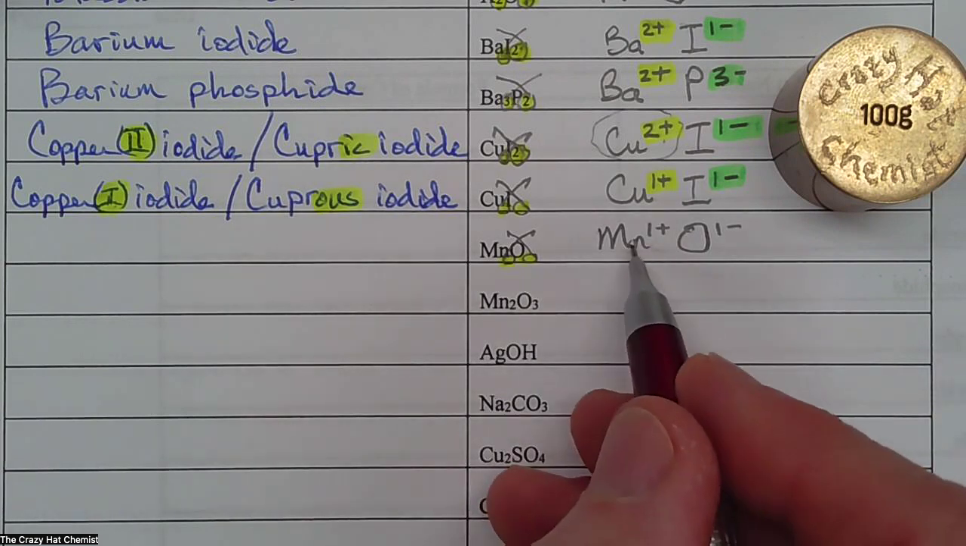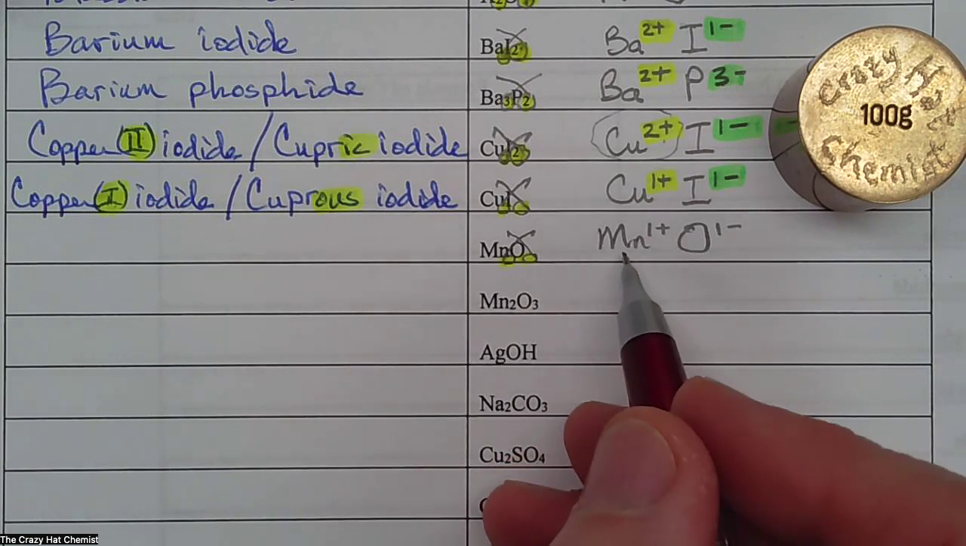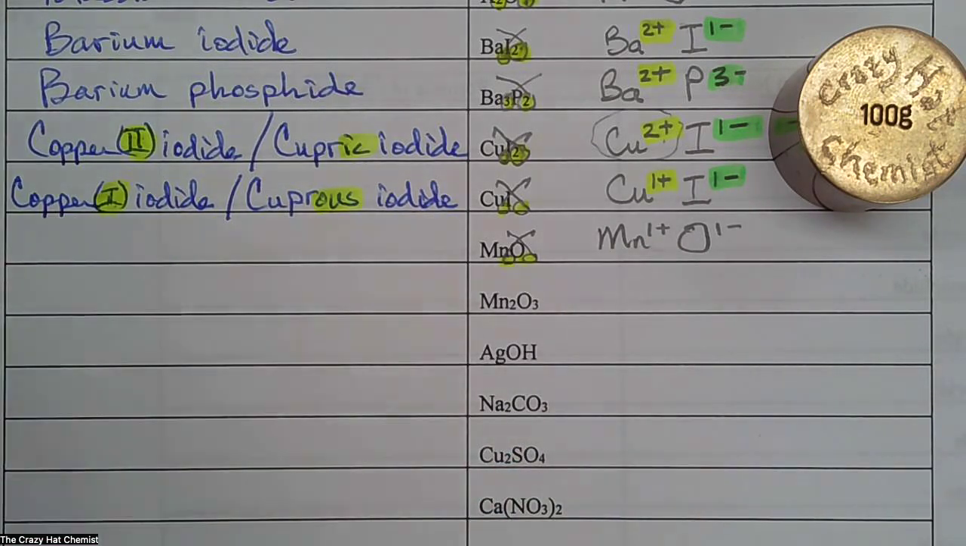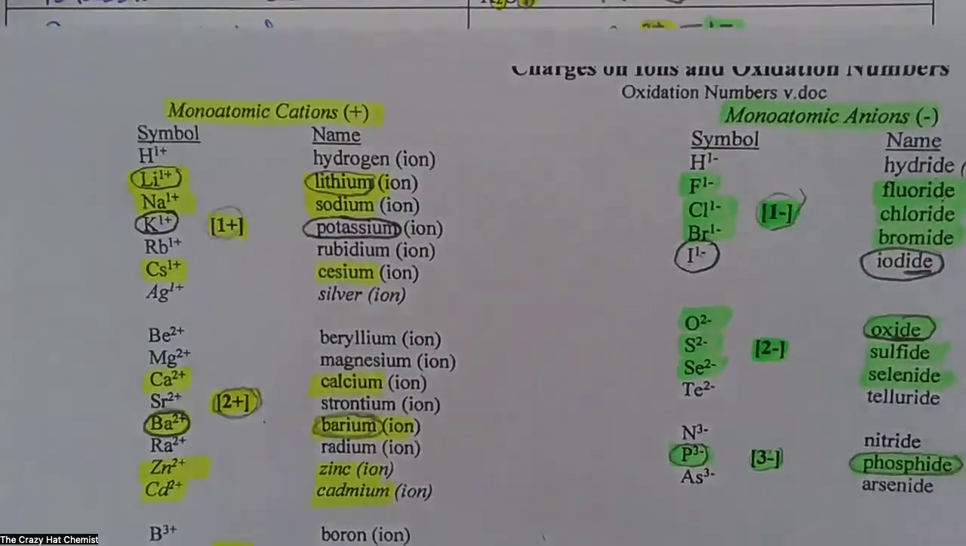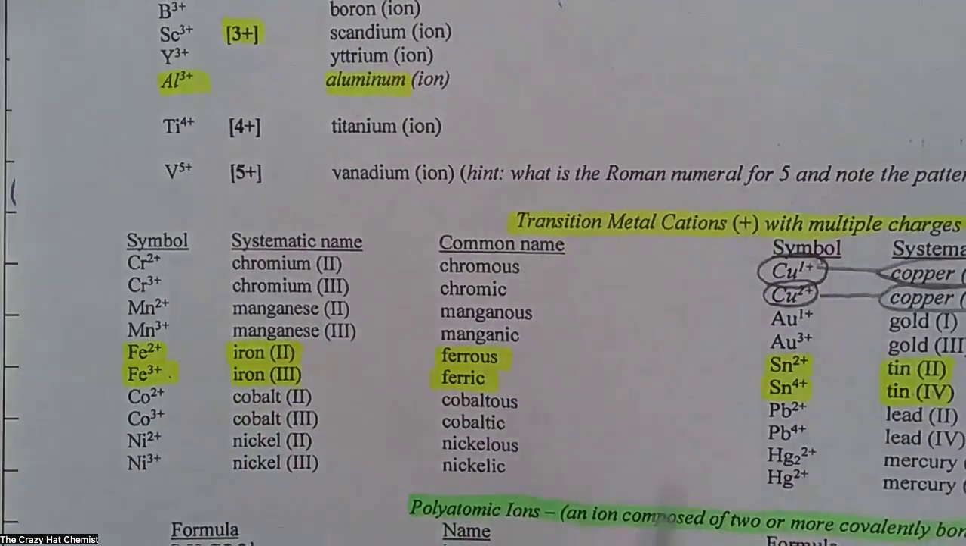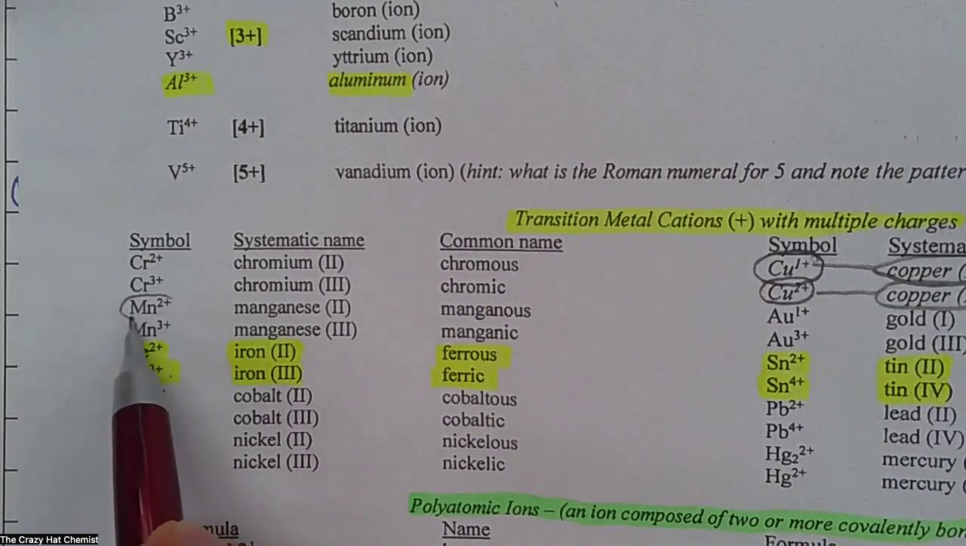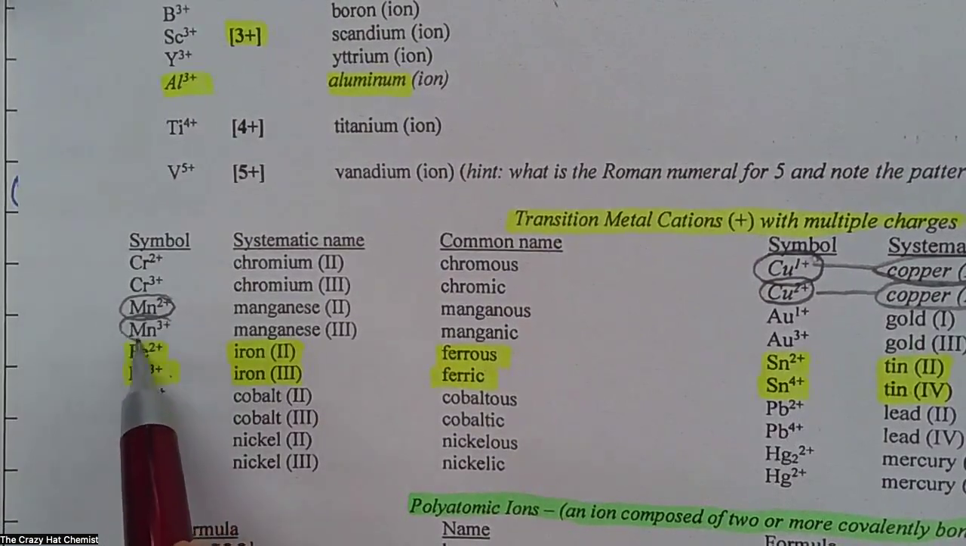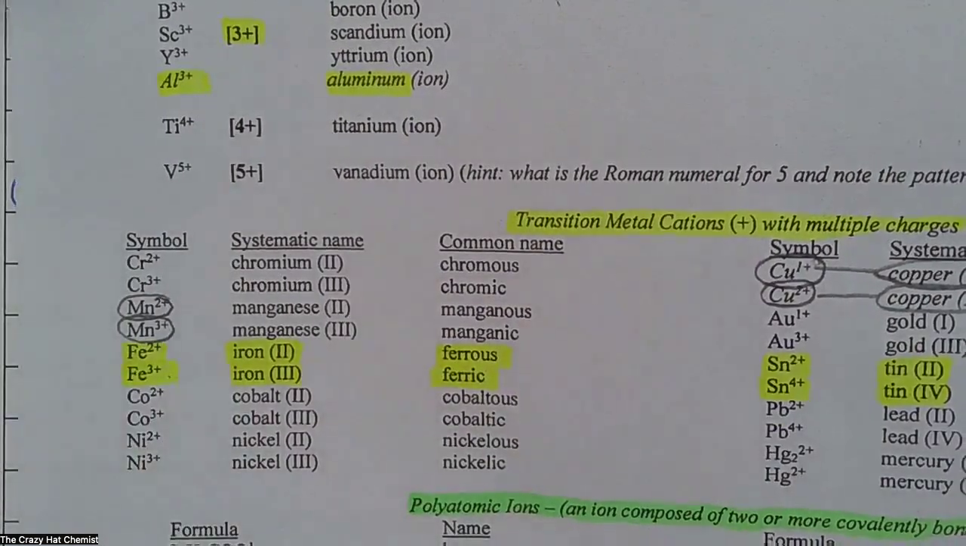Now, I can look for MN in the 1 plus category, and do I find it in the 1 plus category? I do not find it. I do find it over here in the transition metals, and I find an MN that's a 2 and an MN that's a 3, but there is no MN that's a 1.